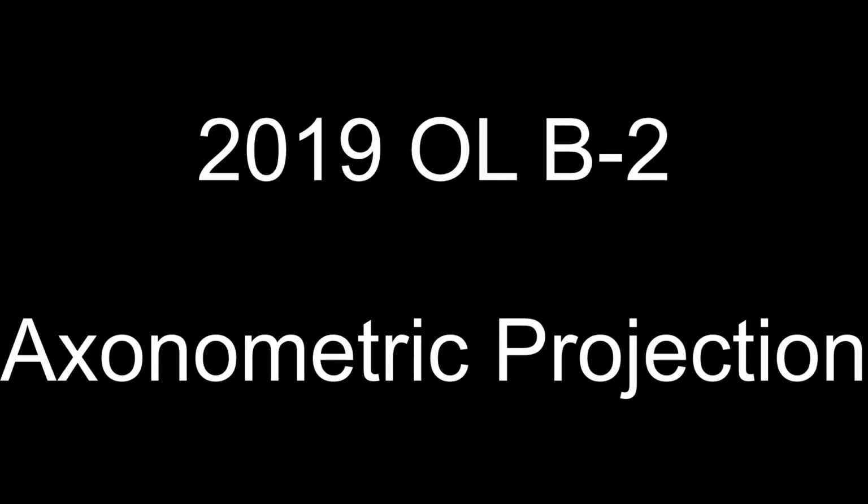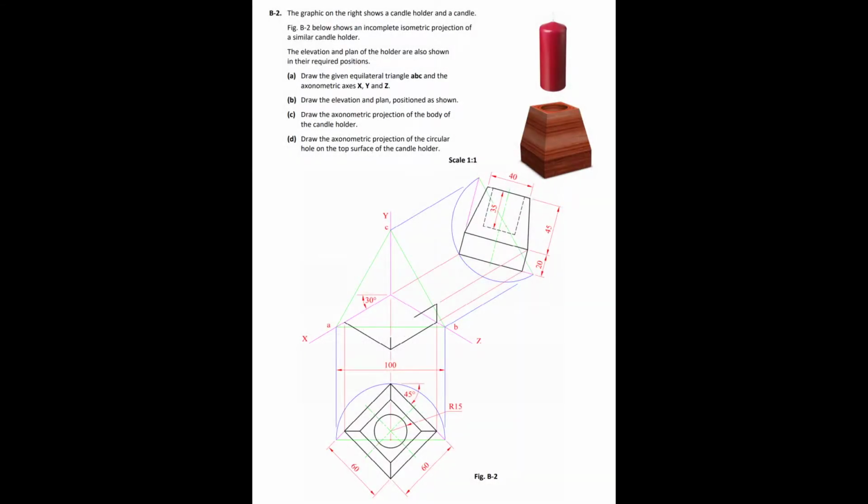This is the 2019 ordinary level B2 question looking at axonometric projection. So just having a look at the question. The graphic on the right shows a candle holder and a candle. Figure B2 shows an incomplete isometric projection of a similar candle holder. The elevation and plan of the holder are shown in the required positions.